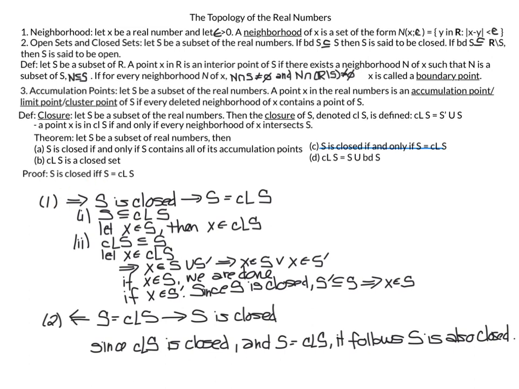The forward direction is done, so we'll do the opposite direction. We'll assume S is equal to the closure of S and show that S is closed. But we have already proved in part B that the closure of S is closed, and since S is equal to the closure of S, it must follow that S is also closed. So this proof was much easier.